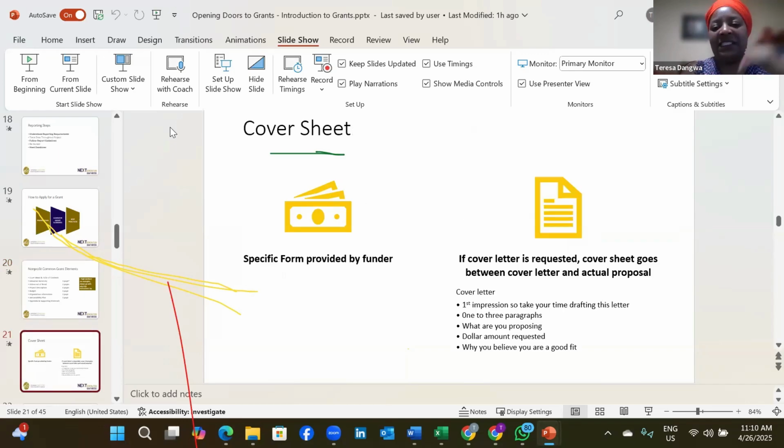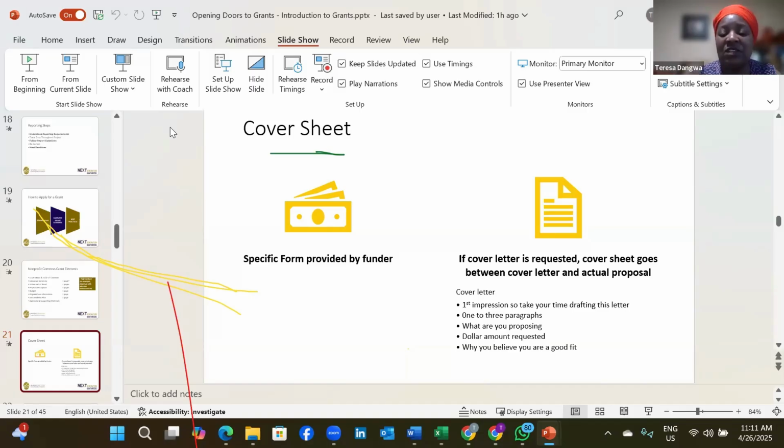So what does a cover letter mean? What does the cover letter look like? So a cover sheet, sometimes the funder will provide it. They will provide you with the template for their cover sheet. Use that. If they have provided it, that's what they want, that's what you use. You don't go and recreate it if they have given you a template.